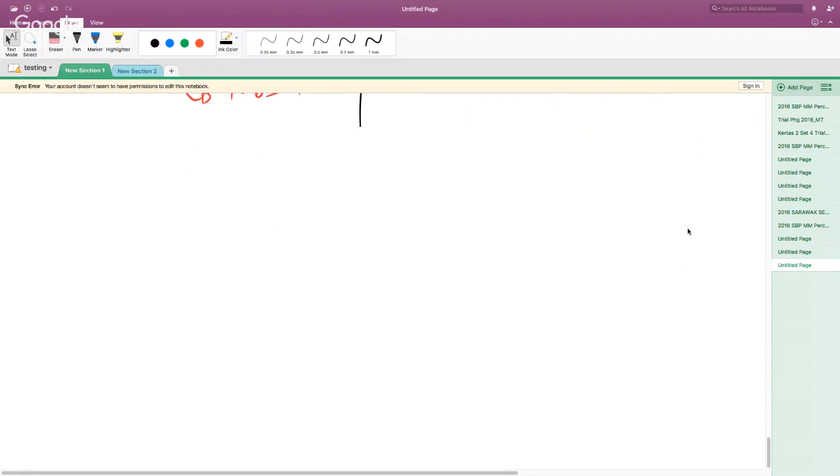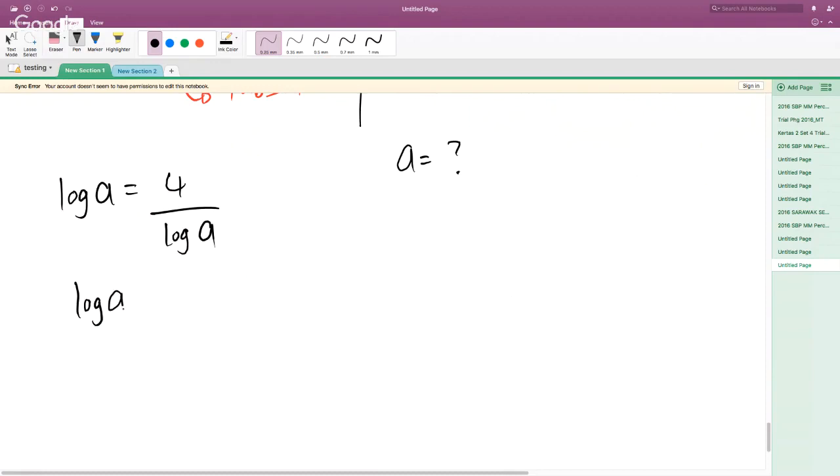And then something like this. If log a equals 4 over log a, and the question asks you to find the value of a. First thing you should know, you should move the log a to the other side. So this is log a multiplied by log a, you'll get log a squared equals 4.